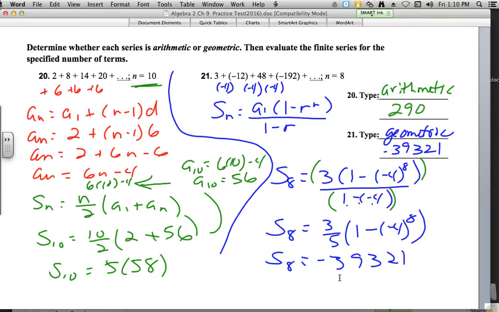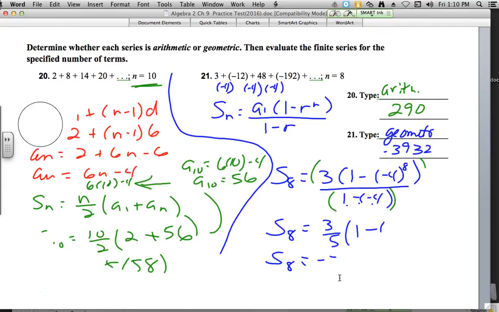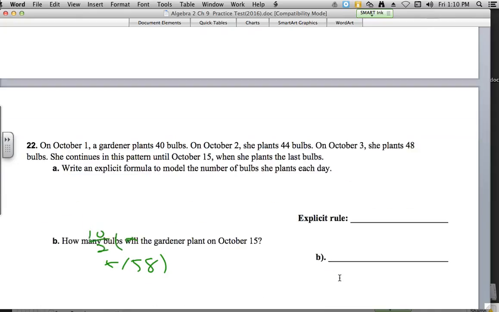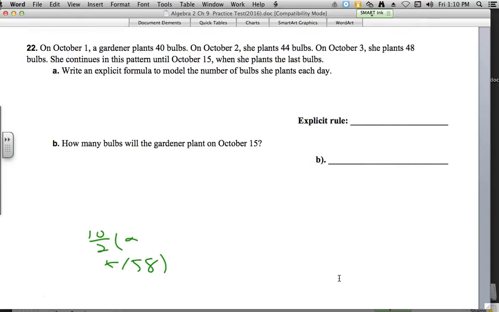All right, a lot of good stuff so far. One last problem to prep you for this test. And it is a word problem, but like we talked about with the word problems all the way through this particular chapter, they're really just formula problems. So go ahead and read through this one and pause the video.